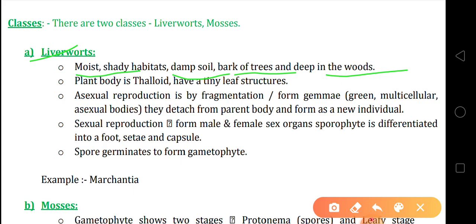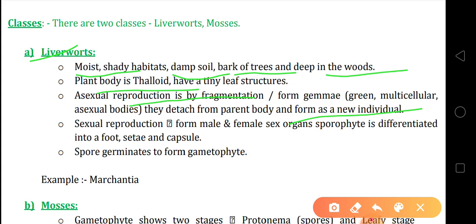The plant body is thalloid. Thalloid means the plant body cannot be differentiated into stem, root and leaves. We cannot differentiate, so that's why we say the plant body is thalloid. A thallus structure is found there. Asexual reproduction takes place in liverworts by fragmentation. In this, they detach from the parent body and form a new individual.